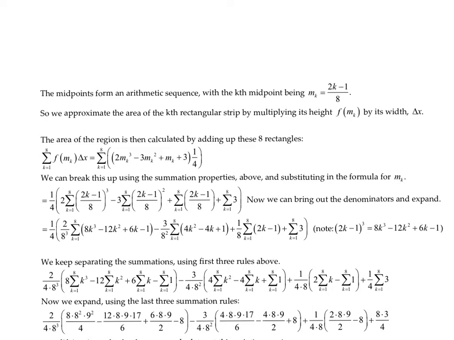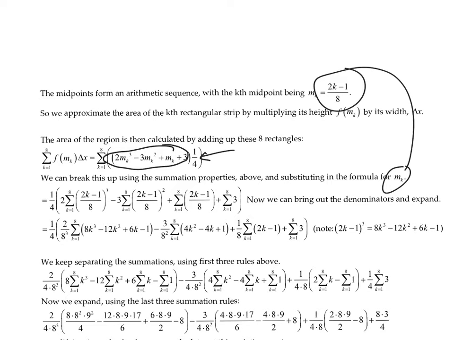k equals 1 to 8, and then here I've just calculated f of m sub k in terms of m sub k. This last term, 1/4, is the width of each rectangle. We can break up this expression using the summation properties above and substituting in the formula for m sub k given here. And I get the following.